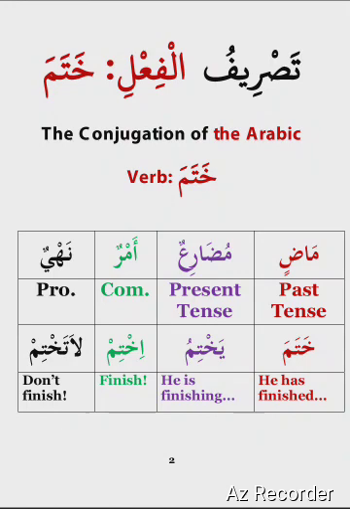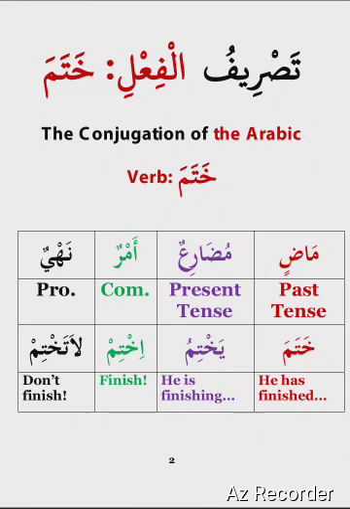So remember that amr is taken from mudari'. Amr is derived from mudari'. Once you know your mudari', you can easily derive amr from it, as well as nahayun. So the amr is ikhtim.